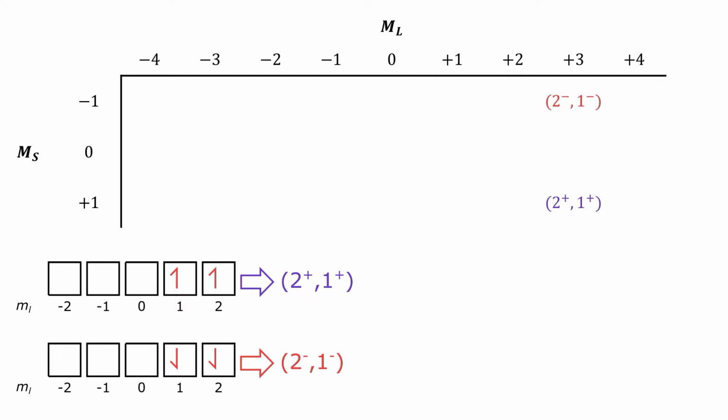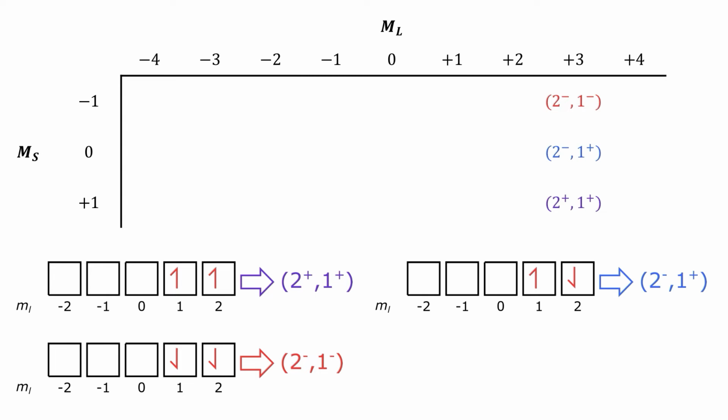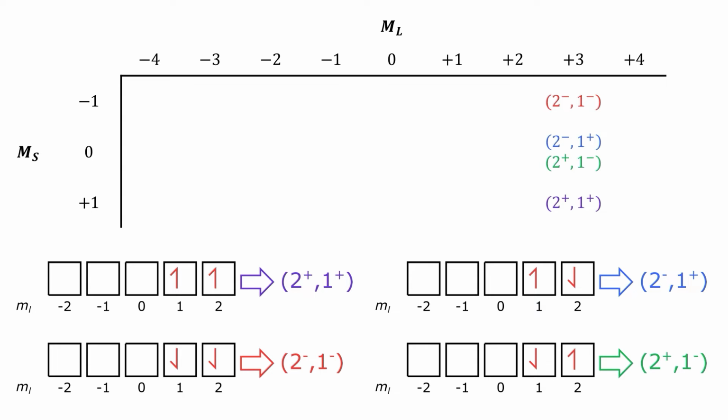What happens if we put the electrons in the same position but spin down? This will give the same ML value but a different MS value. A third option is to have one electron spin up and the other spin down, which makes sense because they cancel each other out, as plus a half minus a half is going to be 0. Changing which is spin up and which is spin down in this configuration will give a different microstate of 2 plus and 1 minus. Now we have described 4 microstates.